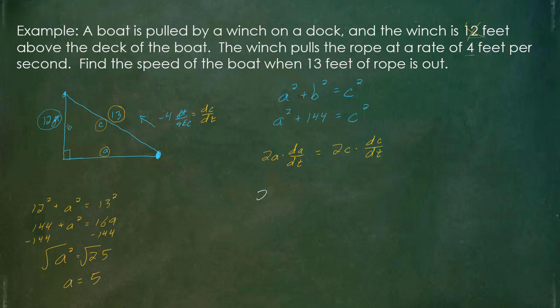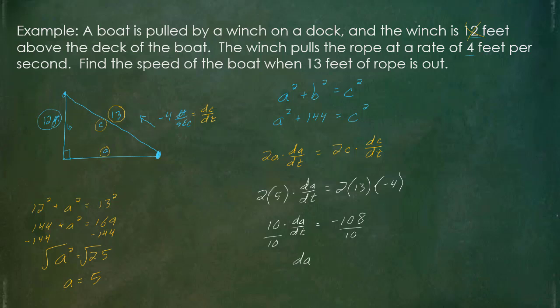So I should be able to do 2 times the a that I just found times dA over dt, that's the part that I don't know, that's what I'm trying to solve for, is equal to 2 times the c value, which was 13, times the dc over dt, which was the negative 4. So if I were to now simplify everything, it looks like I've got 10 times dA over dt being equivalent to, if I multiply those out, let's see, that would be 54 doubled, so negative 108. And then just divide the 10 away.